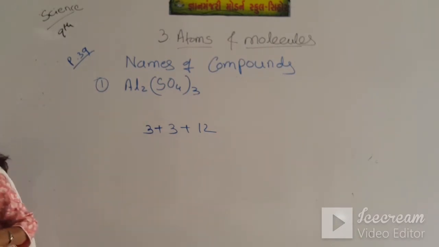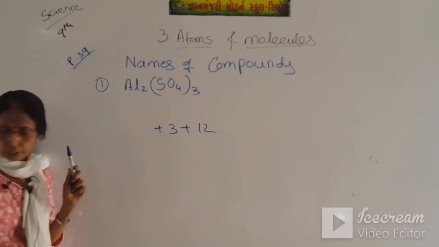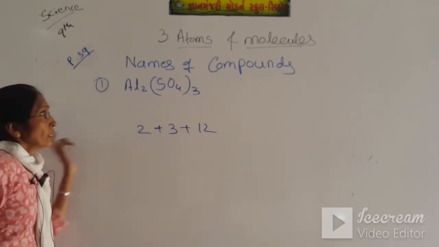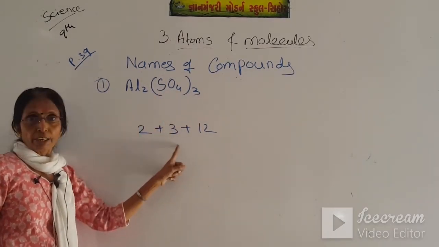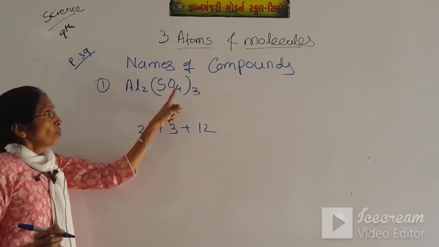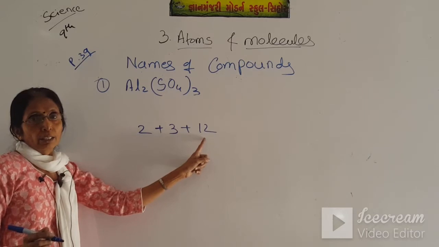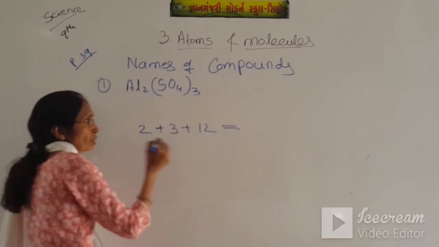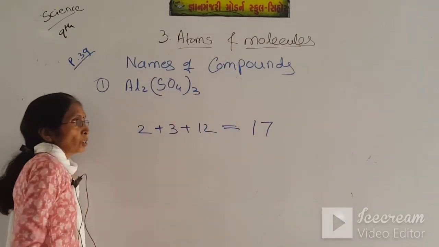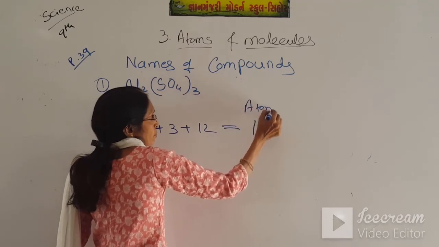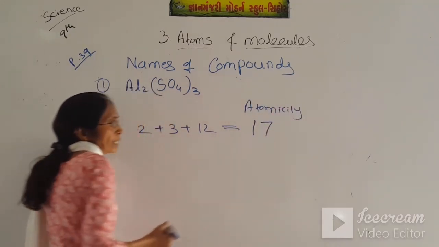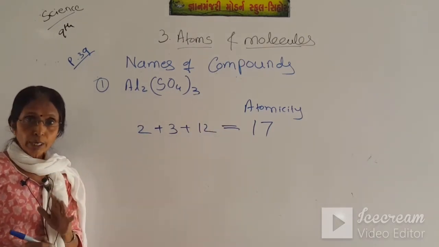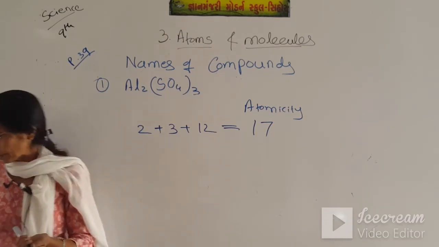Al2 it is, so we can write Al2 here, not 3. 2 of aluminium, 3 atoms of sulfur, so 3 for sulfur, and O, 4 3s are 12. So the total atomicity is 12 plus 3 is 15, plus 2 is 17. So the atomicity of this particular compound here is 17. In this way you can calculate the atomicity of other compounds.